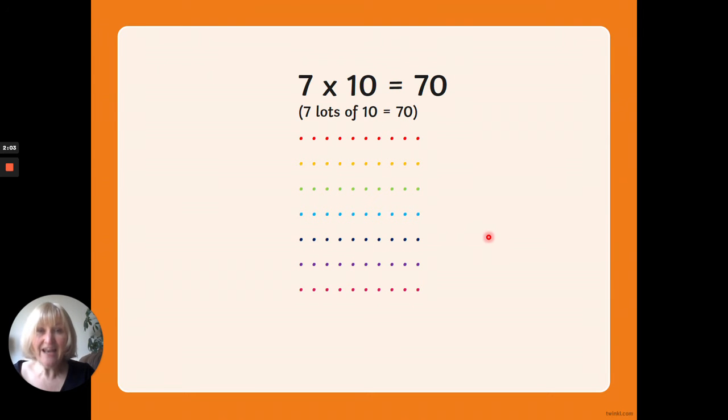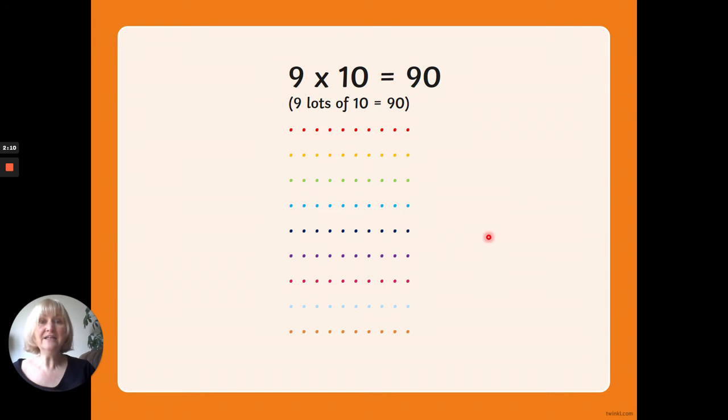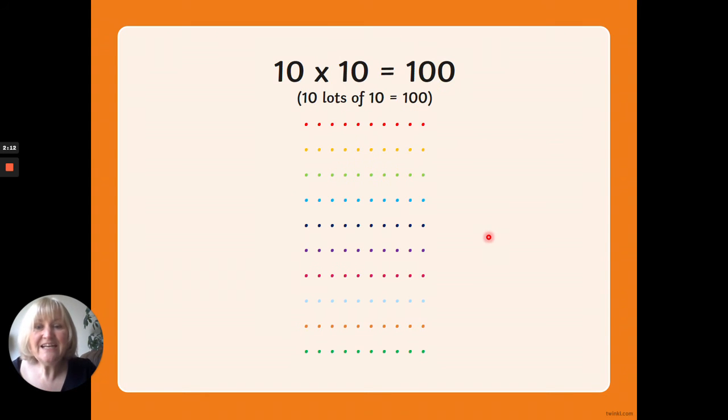7 times 10 equals 70. 8 times 10 equals 80. 9 times 10 equals 90. 10 times 10 equals 100. Let's check. 10, 20, 30, 40, 50, 60, 70, 80, 90, 100.